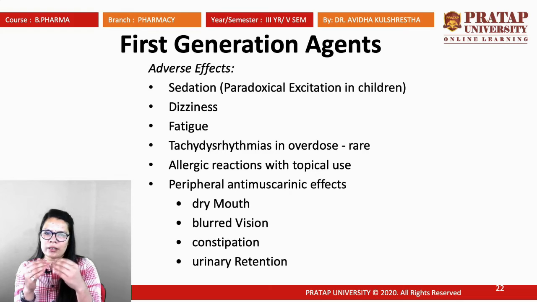Some allergic reaction as a side effect is created when we are using it topically. Overdose also creates some side effects. So this kind of adverse effect is created in the first generation. Nothing is very severe, but there are quite a few side effects. Like any other drug, these also have some side effects.